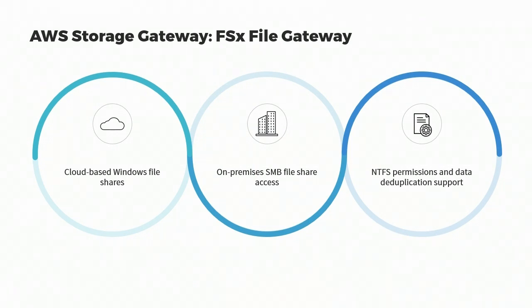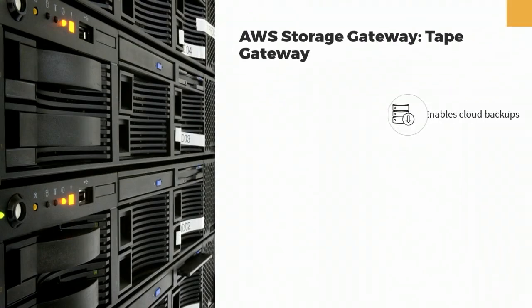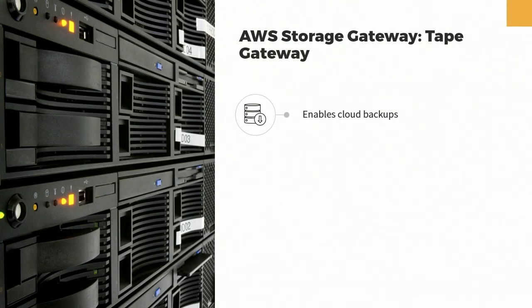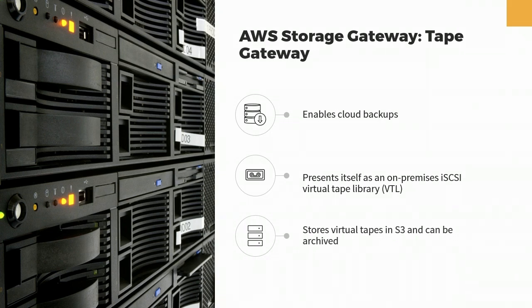The next service offered by the Storage Gateway is the Tape Gateway for tape backups. So this allows for backups to the cloud, although this part of the Storage Gateway presents itself as an on-premises iSCSI virtual tape library or VTL. That means that your on-premises backup solutions think they're talking to real tape devices that are available on the local area network. Now, the virtual tapes that are a part of the Storage Gateway actually get stored in S3. You can even enable archiving for them over time.